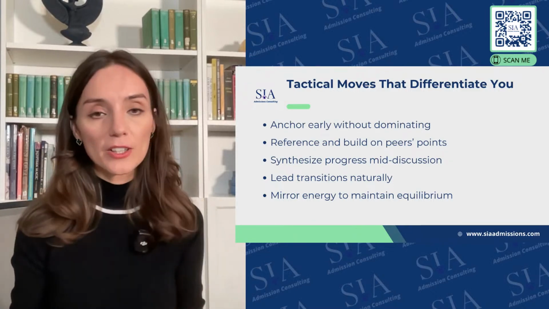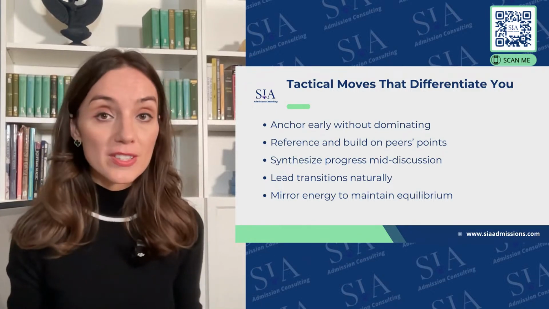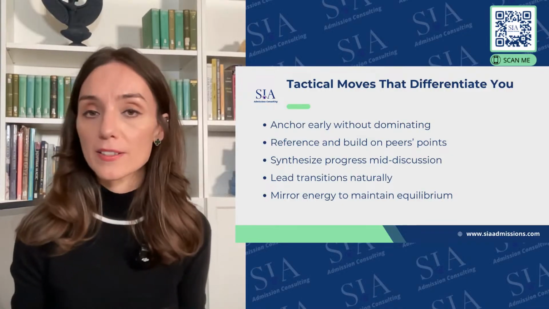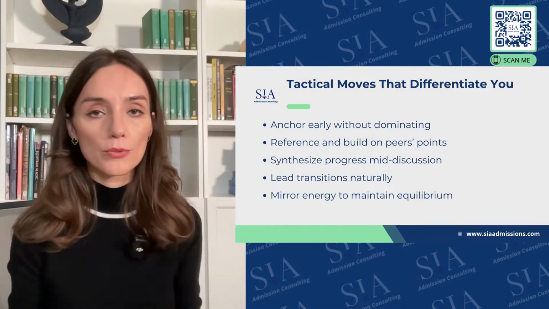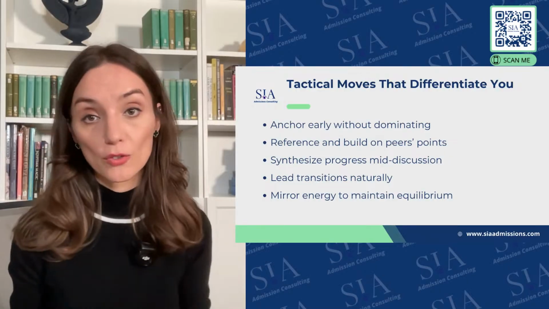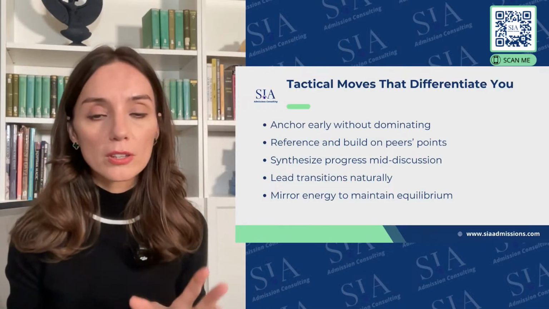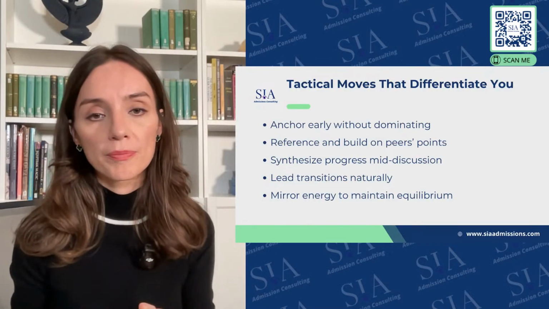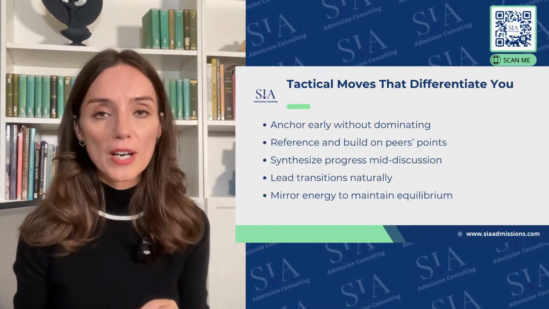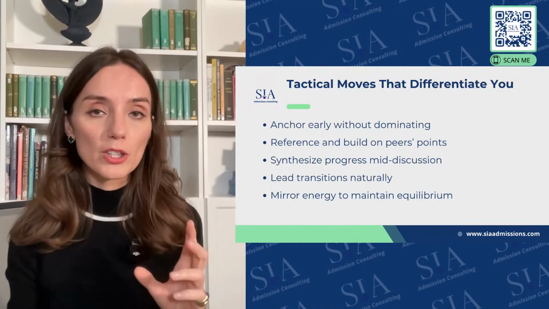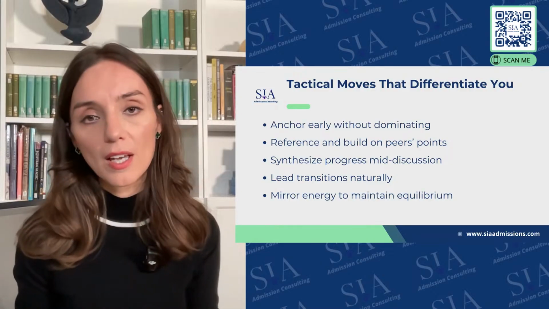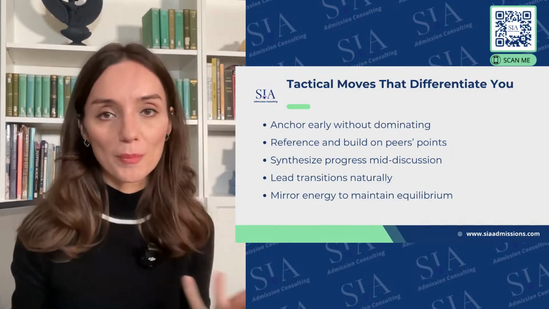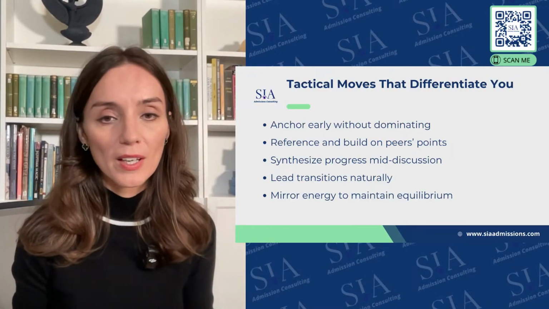And then mirror energy. If tensions spike, lower your pace and volume. But if momentum drops, you have to re-energize the tone and the group, right? Emotional calibration is absolutely an invisible leadership trait, but it's really important to make sure that everyone is motivated and moving forward towards the outcome in terms of where you need to go.